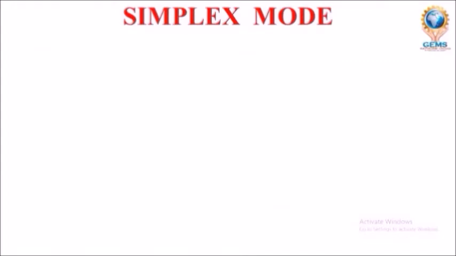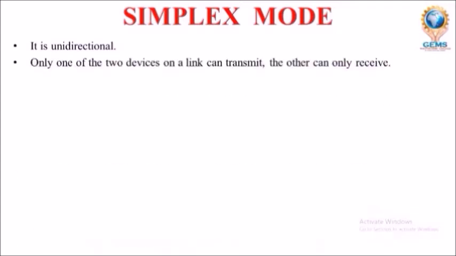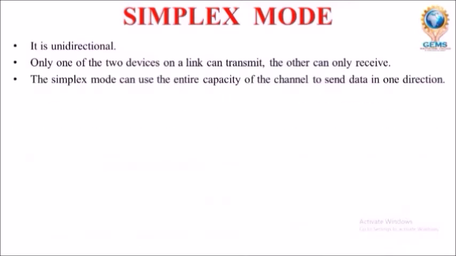So let's talk about simplex mode. What is simplex mode? In a very basic definition, it is unidirectional. Unidirectional means the transmission will be done in only one direction. If we have 2 devices, out of the 2, one will always be the sender and the second will always be the receiver, right? Please take note of that. The sender cannot receive and the receiver cannot send a message. The sender will always be the sender and the receiver will always be the receiver.